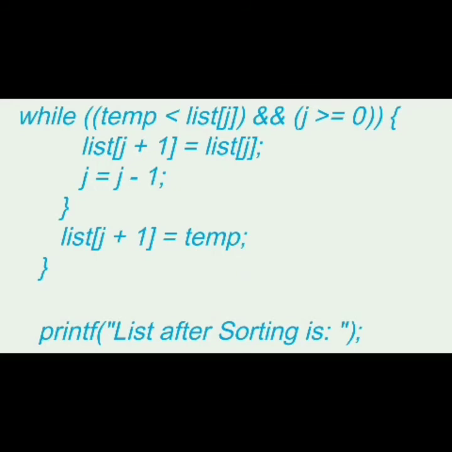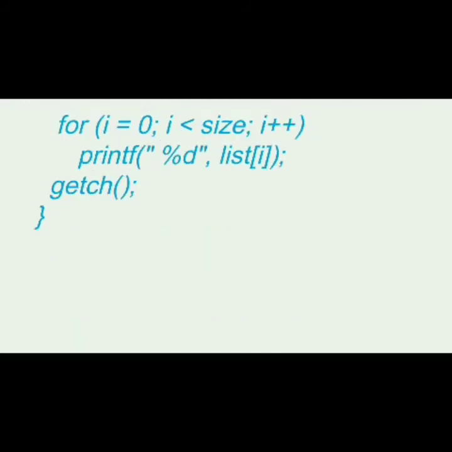list[j + 1] = list[j], and j = j - 1. Then list[j + 1] = temp, and finally printf("List after sorting is"). In that loop, the elements are arranged in a sorted list, and we print again with for(i = 0; i < size; i++) printf("%d", list[i]). If you are using Turbo C, you should use getch here. That's it, closing brace.